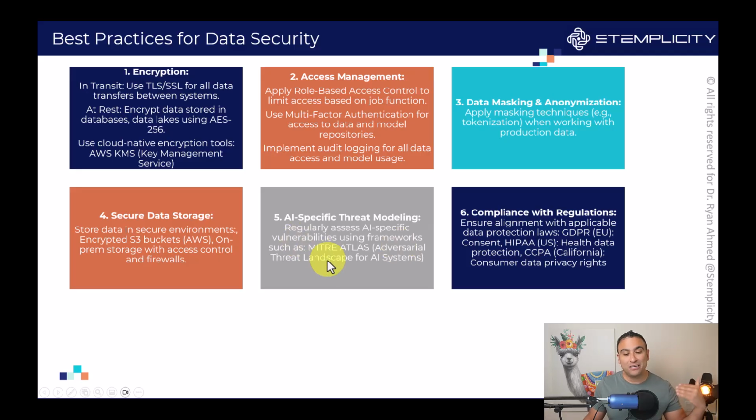Number 5, AI-specific threat modeling. You can regularly assess AI-specific vulnerabilities using frameworks. A really solid framework is called ATLAS, which stands for Adversarial Threat Landscape for AI Systems. And finally, number 6 is compliance with regulations. Of course, we need to ensure alignment with applicable data protection laws, such as GDPR, which is the European Union one. We also have HIPAA for healthcare data, and so on.